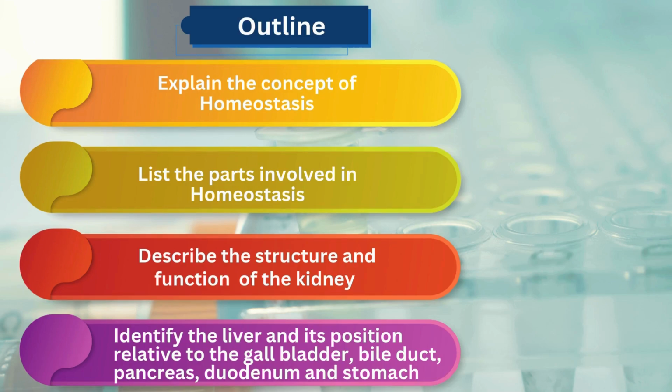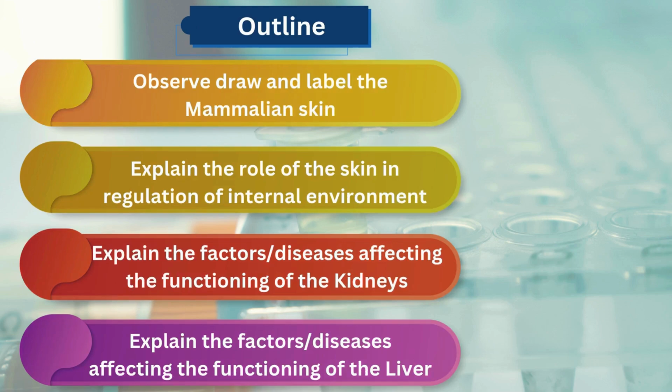The outline of this lesson includes the concept of homeostasis, parts involved in homeostasis, description and function of the kidney in homeostasis, identification of the liver and its position relative to other organs around it, the structure of the mammalian skin and its function or roles in homeostasis, factors affecting the functioning of the kidney and factors affecting the functioning of the liver, the diseases of the kidneys and their remedies, and also the diseases of the liver and their remedies.